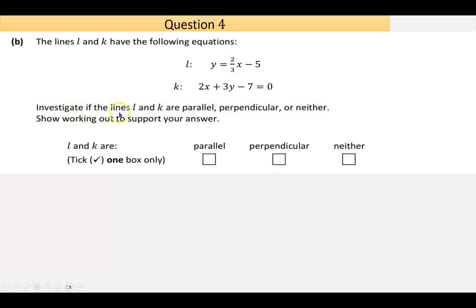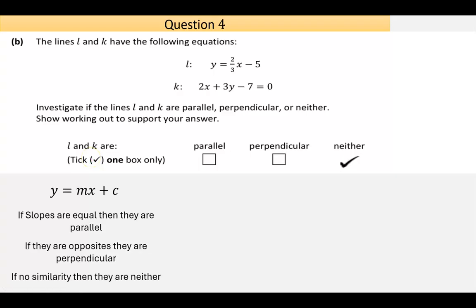It says, investigate if the lines L and K are parallel, in which case their slopes will be equal, perpendicular, which means their slopes, when multiplied by each other, give -1, or not. There's no similarity. Show workings to support your answer. Now, the answer is neither. Okay, so if I go ahead and find the slope of L, I can see there that the slope of 2/3 corresponds to M. So that's the slope of L.